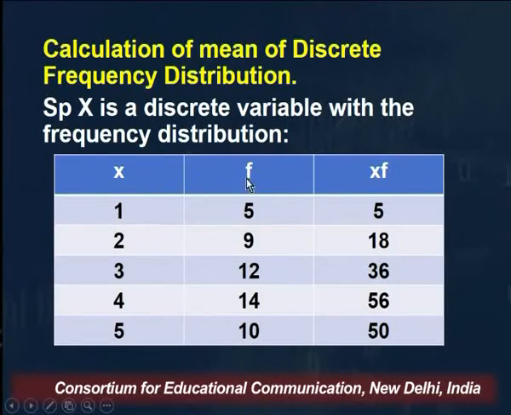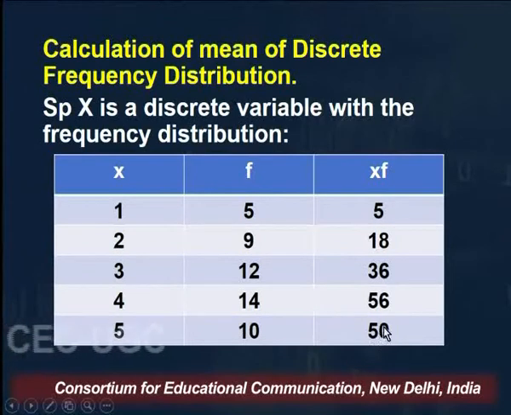So these two columns, first and second column, are already given to me or we have obtained. We will obtain the third column by multiplying the values of the first column and the second column. So 1 into 5 is 5, 2 into 9 is 18, 3 into 12 is 36, 4 into 14 is 56, and 5 into 10 is 50. I have obtained individually x1 f1, x2 f2, x3 f3, x4 f4 and x5 f5.